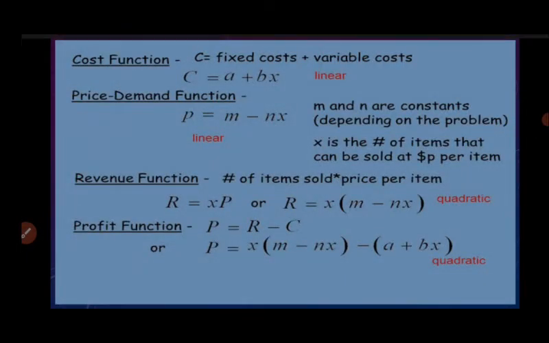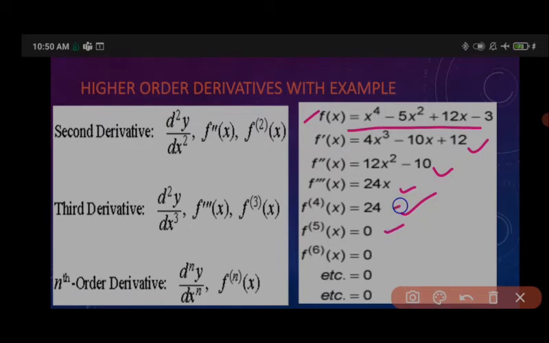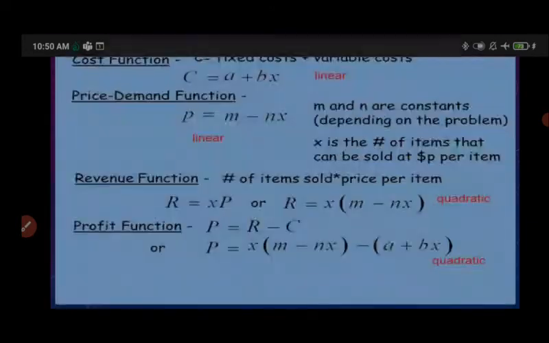So here one example is given to us. Suppose one function is there and we have to differentiate this function. First differentiation is 4x cube minus 10x plus 12. Second differentiation we will get 12x square minus 10. Third differentiation 24x. Fourth differentiation 24, and after that it became constant. So the differentiation will be 0, 0, 0. So all higher derivatives will be 0, 0, 0 after the fifth one.